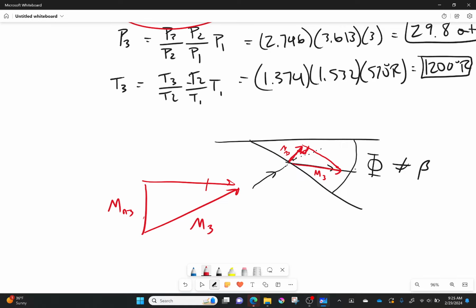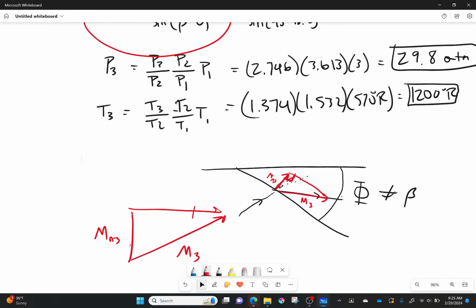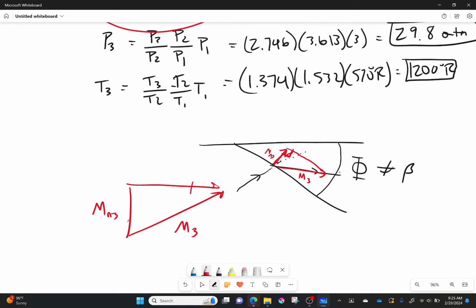And if we look at this, what we're getting is that this angle is beta minus theta. And so I'm using M3 sine of beta minus theta is equal to M normal 3, or I divide both sides by sine of beta minus theta to get it.